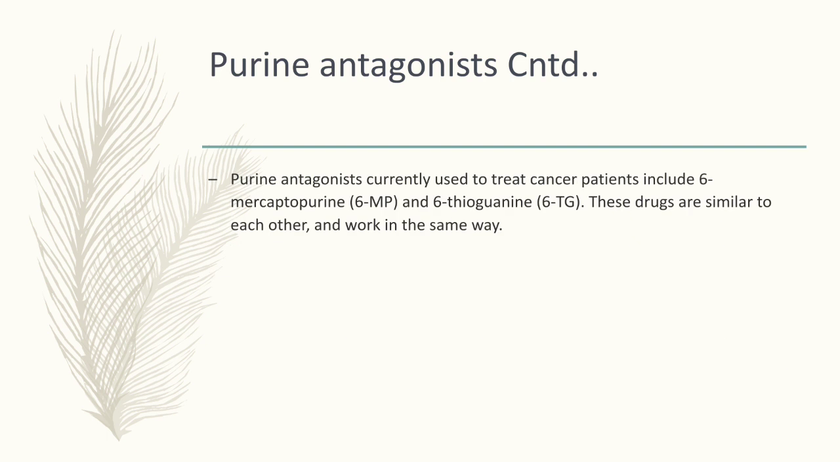Purine antagonists currently used to treat cancer patients are 6-mercaptopurine and 6-thioguanine. These drugs are similar to each other and work in the same way.